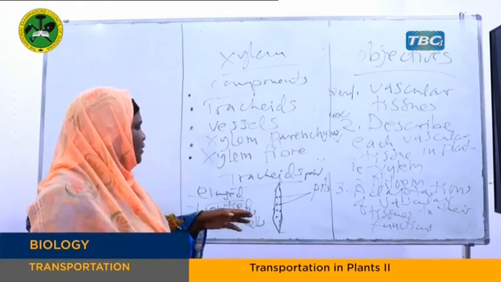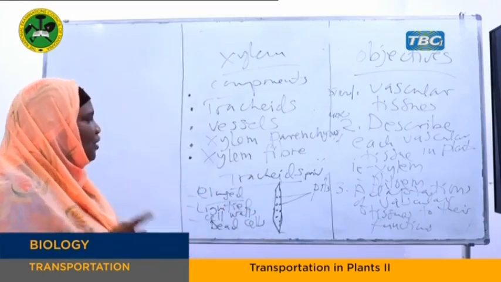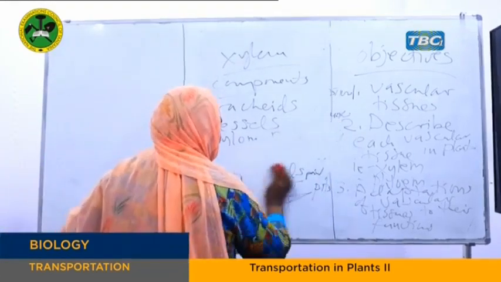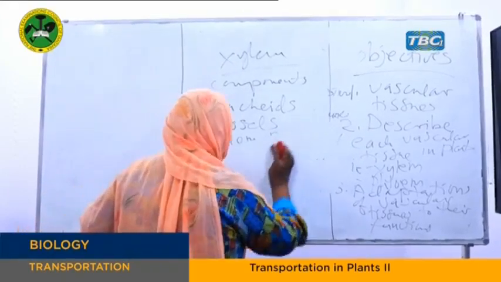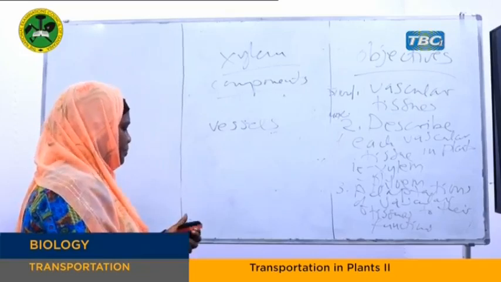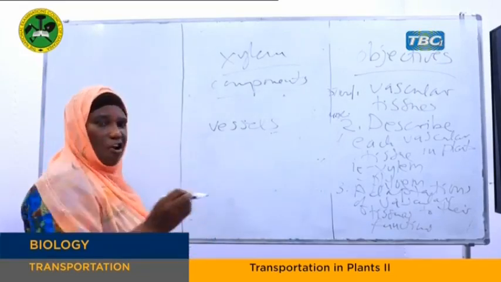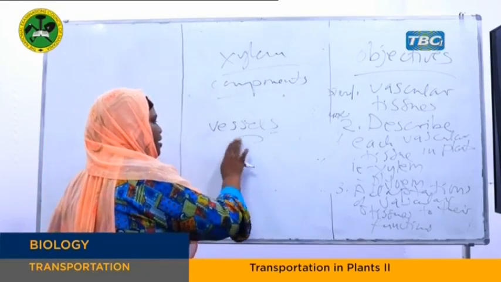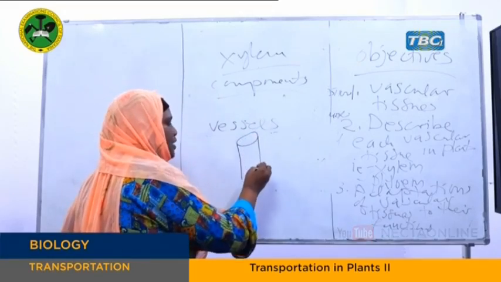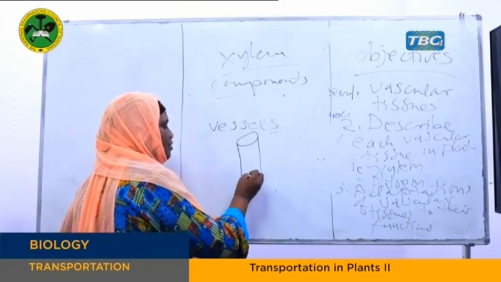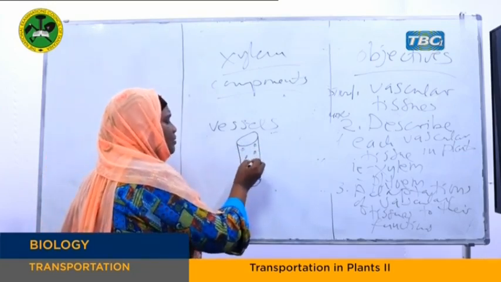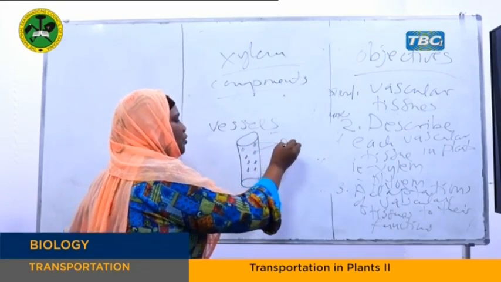After making description of tracheates, you are also required to go to another component, that is vessel. Here, vessel looks like the following diagram. I think you know it because you have already discussed that topic. Here, we are just making revisions. It looks like this one with the pits as usual. Pits are still there.